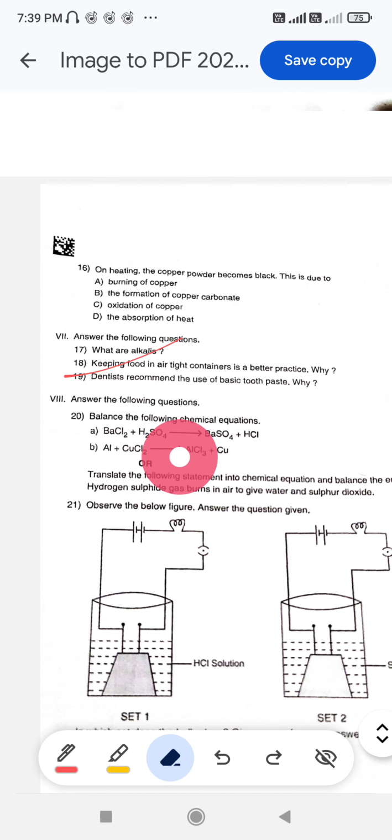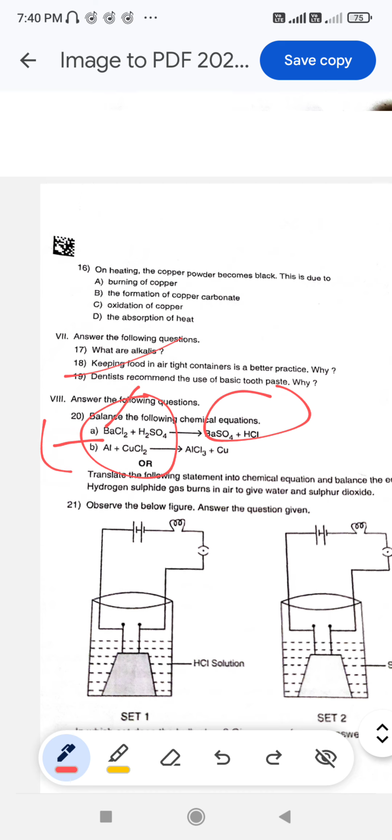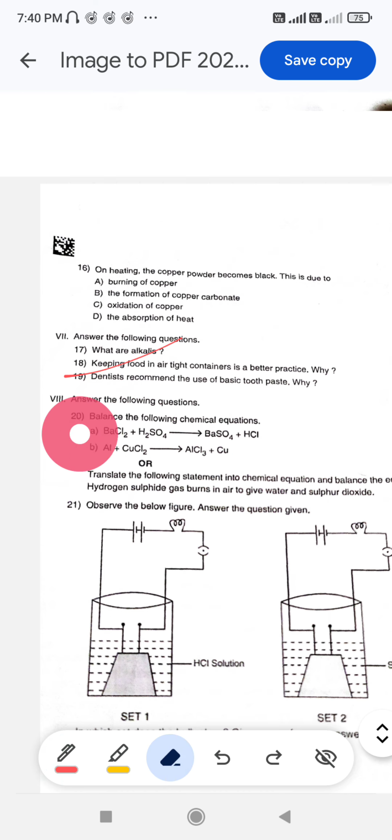Okay, how to balance? First of all, in the question, this is called the reactant side, and this is called the product side. After the arrow mark is known as the product side, and before the arrow mark is known as the reactant side. Already all of you know that, right? Before the reaction is the reactant side, and after the reaction is the product side, right? Here we can see in the product side and reactant side, barium is one here and one here, so it is balanced.